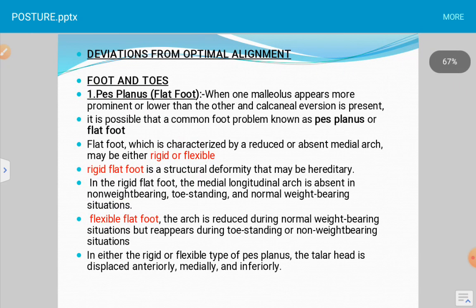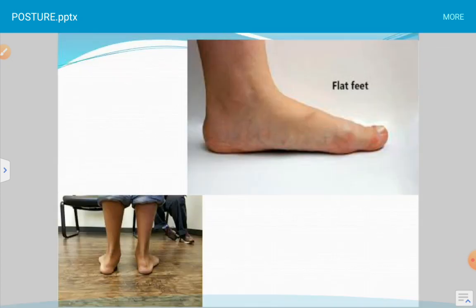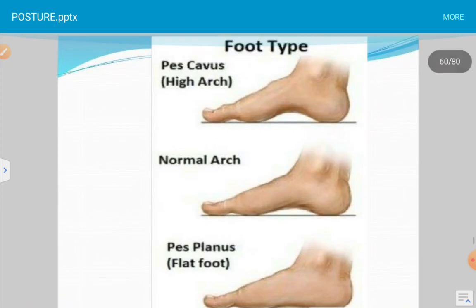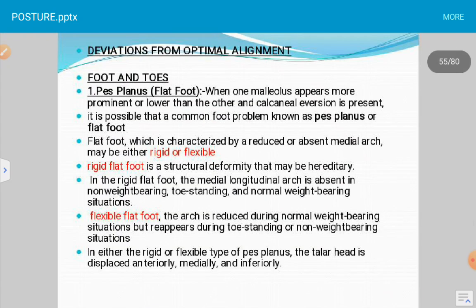Next we are going to discuss the deviations from the optimal alignment. In the last session we completed the deviations from the optimal alignment in lateral view. This is the deviation in the anterior and posterior view. The first one we are going to discuss is the foot and toes. In foot and toes, we have mainly two deformities, pes planus and pes cavus. Two optimal deviations are there.